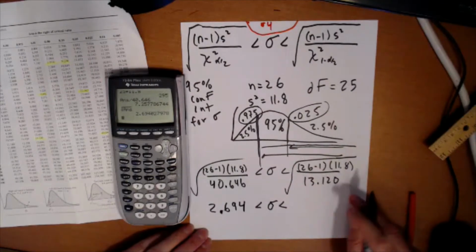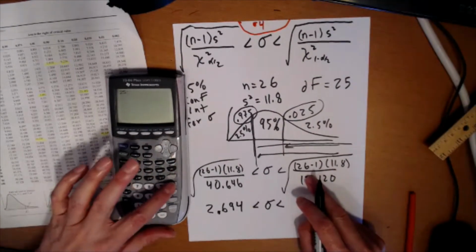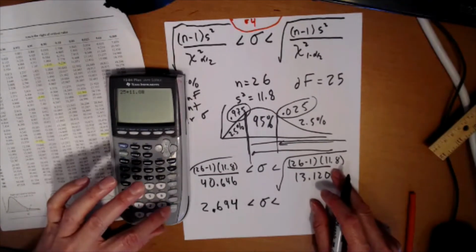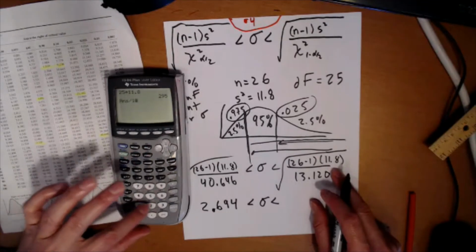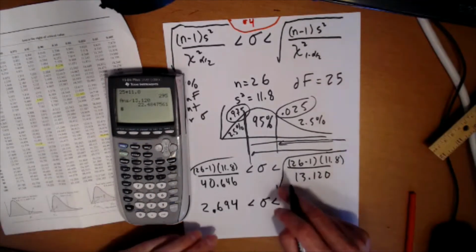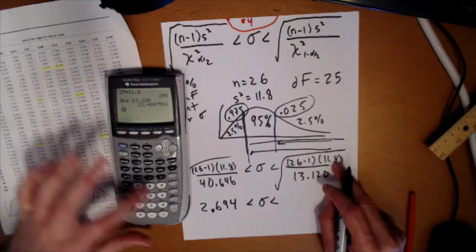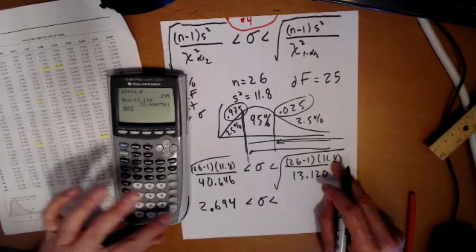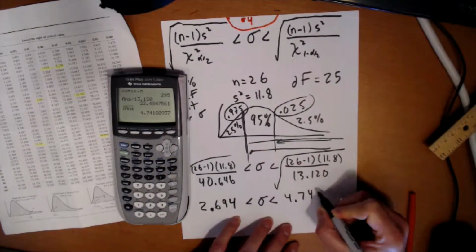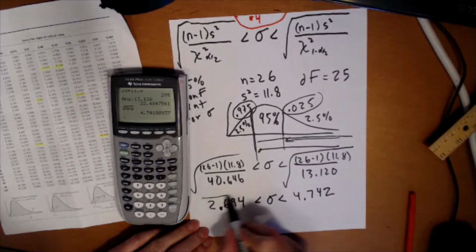Okay, now let me just crunch this. 26 minus 1 is 25, times 11.8, enter, divided by 13.120, enter, square root of that mess, square root of the answer, slide out, enter, 4.7418. Okay, so here is our answer.